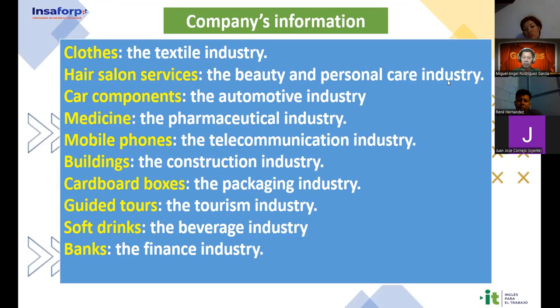What is the industry about? It's about the beauty and personal care. What is this other industry about? It's about the textile. Okay, now number three: car components. What is this industry? The automotive industry. The product is car components, the industry is the automobile. Automobile refers to cars, vans, coasters, or cars in general.